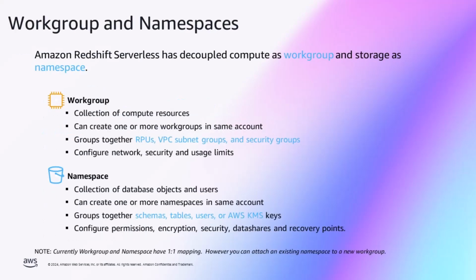Amazon Redshift Serverless has decoupled compute as workgroup and storage as namespace. A workgroup is a collection of compute resources that manages and isolates workloads in Amazon Redshift Serverless. A workgroup groups together compute-related elements such as RPUs, VPC, subnet groups, and security groups. A namespace is a collection of database objects and users. A namespace groups together schemas, tables, users, AWS keys for data encryption, data shares, and recovery points.